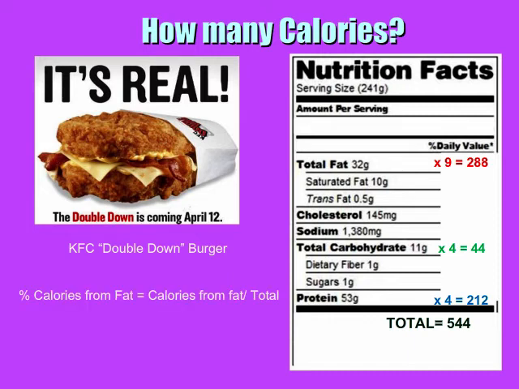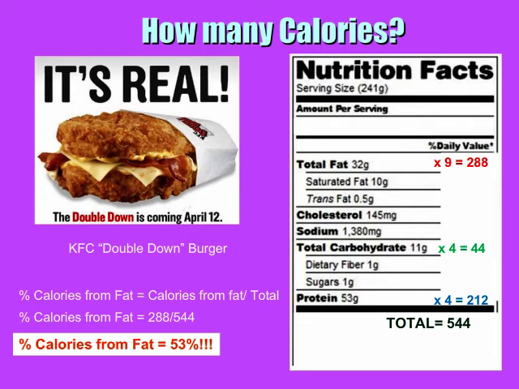In order to calculate the percentage of calories from fat, you simply take the calories from fat and divide them by the total number of calories in the food item. For example, in this situation, we simply take 288, which is the number of calories from fat, and divide it by 544, which is the total number of calories in the Double Down Burger. And so by calculating this, we can see that the Double Down Burger gets a whopping 53% of its calories from fat.